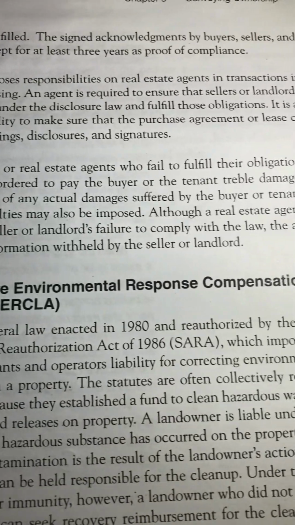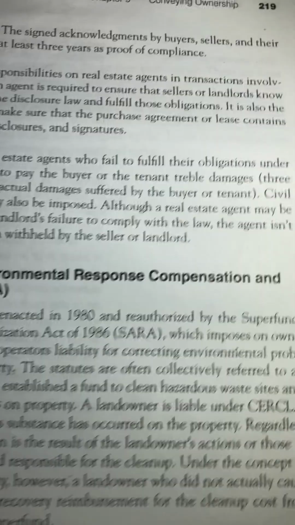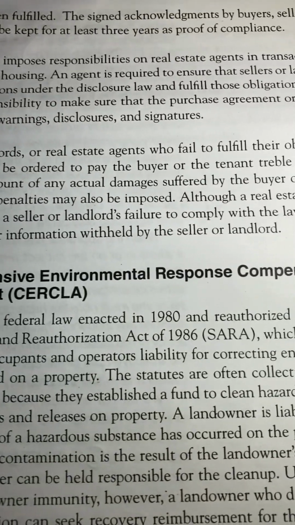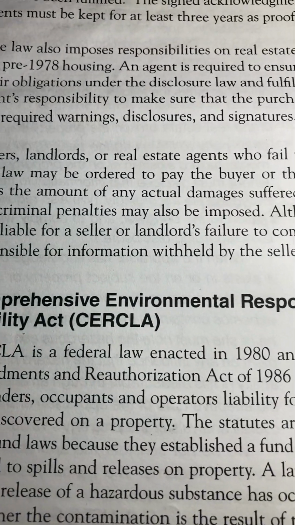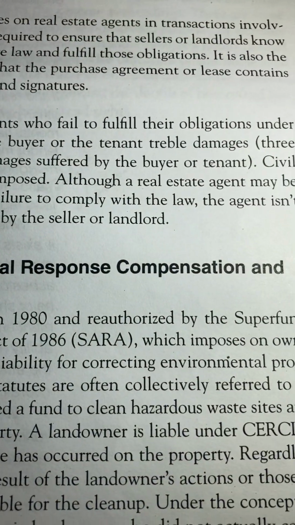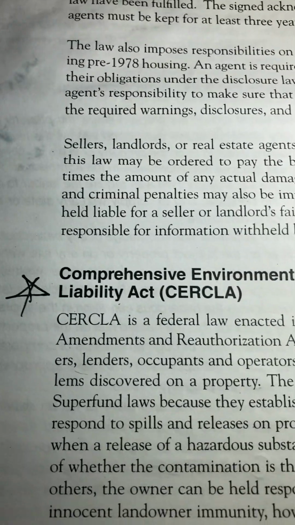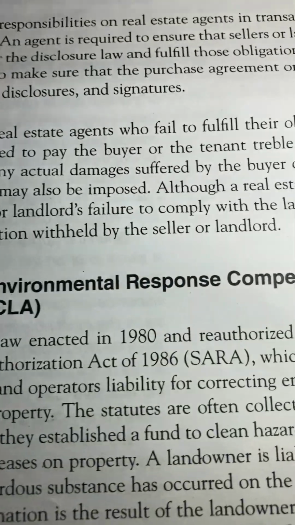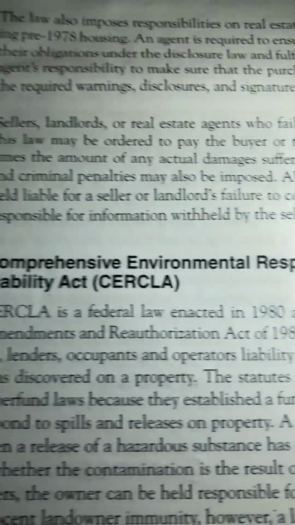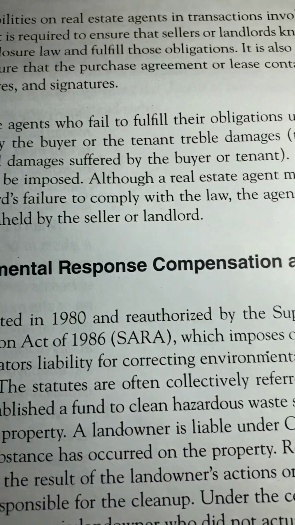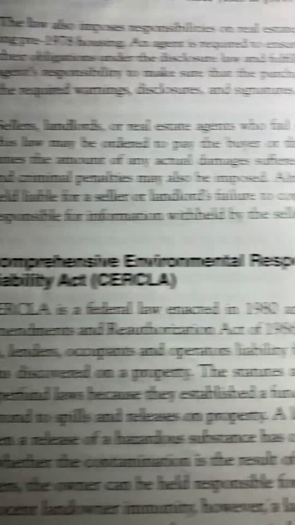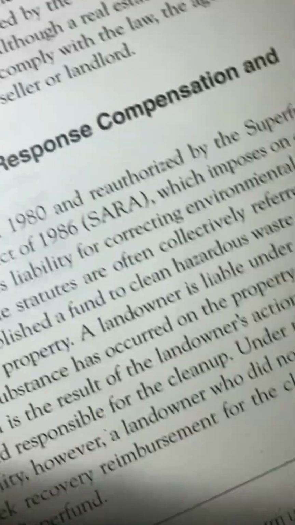Sellers, landlords, or real estate agents who fail to fulfill their obligations under this law may be ordered to pay the buyer or the tenant treble damages, 3 times the amount of actual damages suffered by the buyer or tenant. Civil and criminal penalties may also be imposed, and a real estate agent may be held liable for a seller or landlord's failure to comply with the law. The agent isn't responsible for information withheld by the seller or landlord.